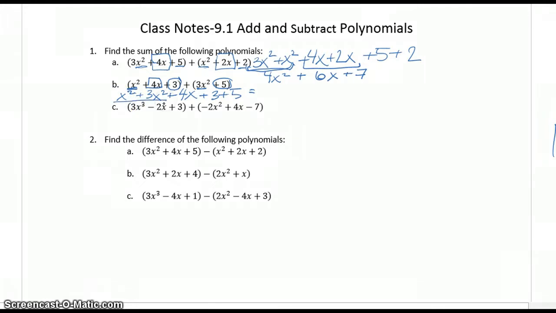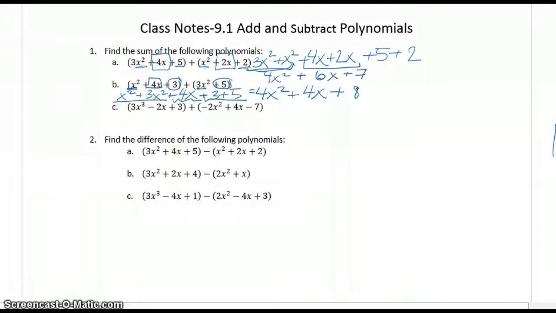X squared plus 3x squared gives us 4x squared. We only have one term with an x here, so it stays the same, so we have 4x. And we have 3 plus 5 gives us plus 8.